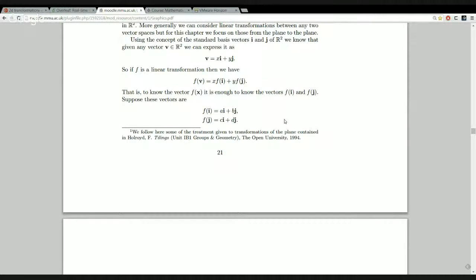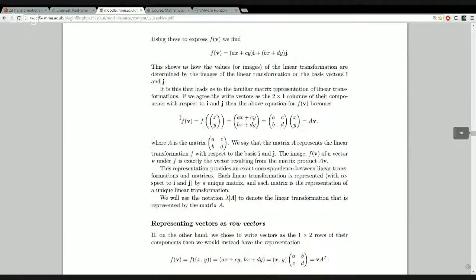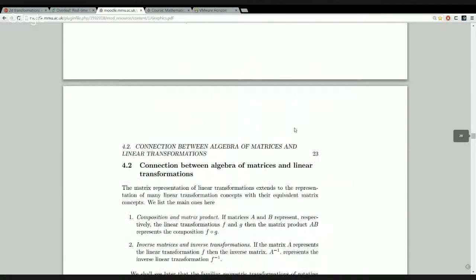The columns of the matrix representing the linear transformation are the results of applying the linear transformation to each of the basis vectors of the domain in turn. Okay. So we discussed that. Then we examined how this matrix representation worked, and other aspects of it.